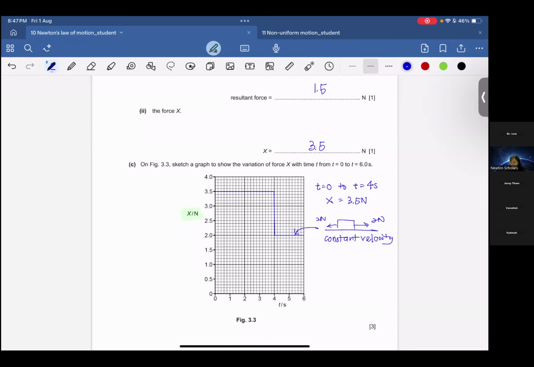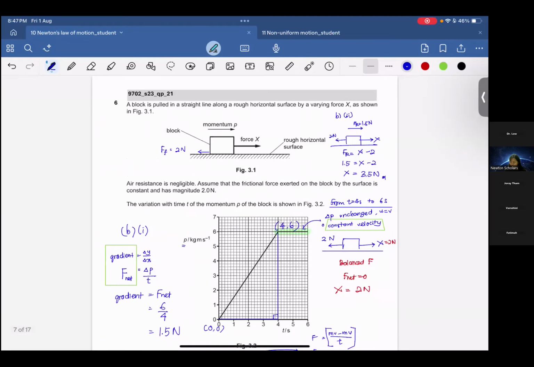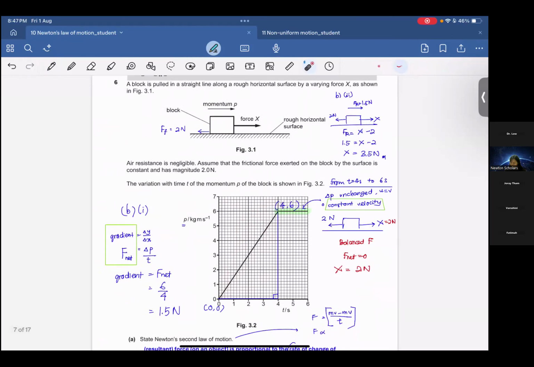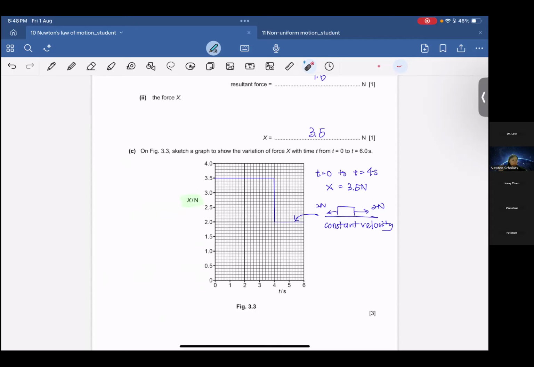Is it okay for this question? The front part is 3.5 because just now we calculated it. At the end we get 3.5 Newton. Okay, here. Any question? Type it out if you are facing any problem.